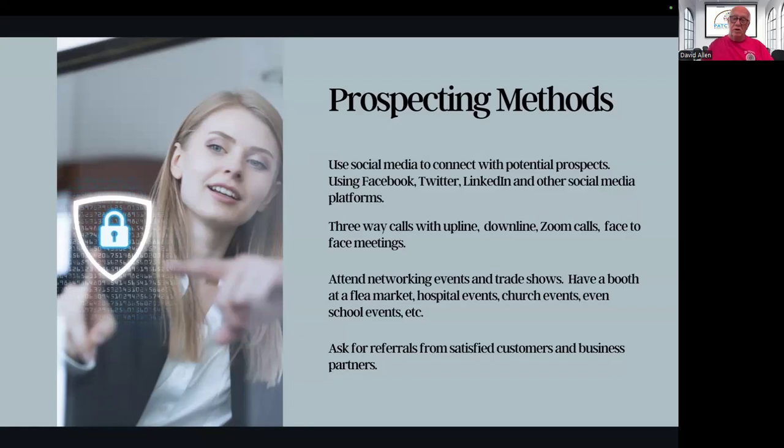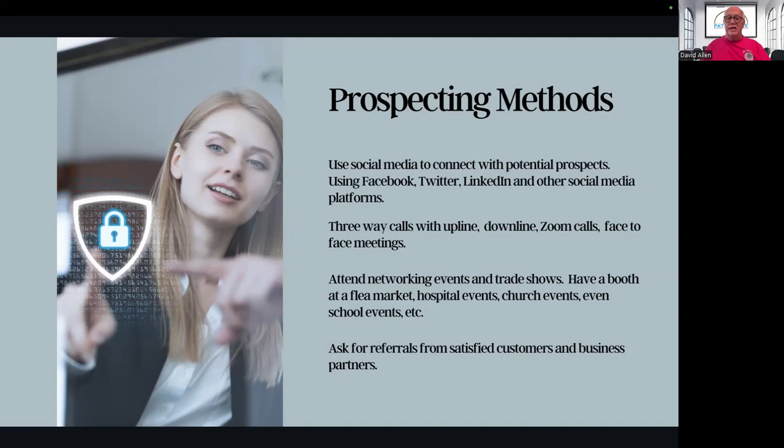Face-to-face meetings are excellent. Nikki and Pastor Ed and them spent a lot of time on developing the new web page, and that's something you can use face-to-face. You also want to attend networking events, trade shows, have a booth at a flea market, hospital events, church events, even school events.